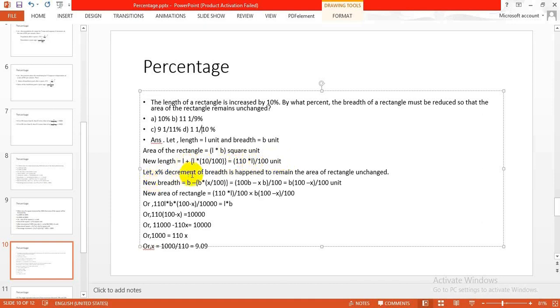Let x% decrement of breadth happen so that the area of the rectangle remains unchanged. So the new breadth is B minus B into x by 100, which is 100B minus xB by 100, so equal to B into 100 minus x by 100 unit. So the new area of the rectangle is 110 L by 100 into B into 100 minus x by 100, equal to LB. So this is the equation.